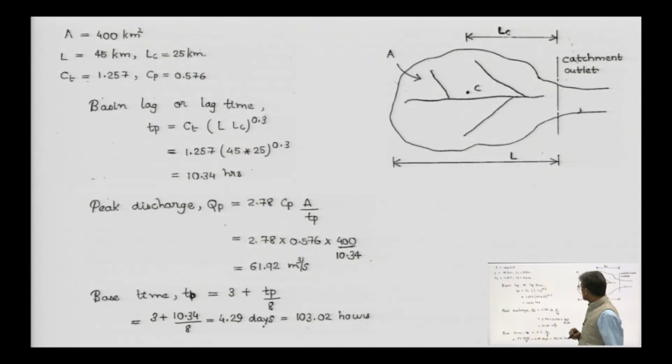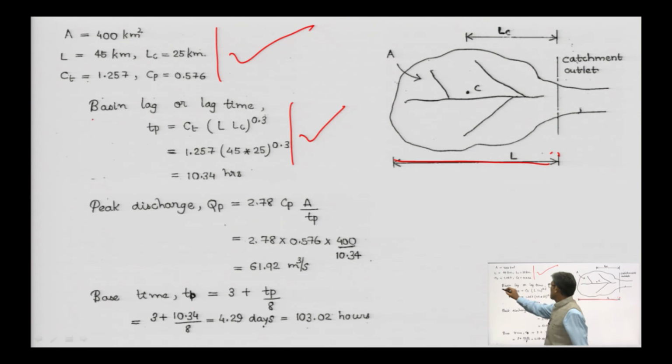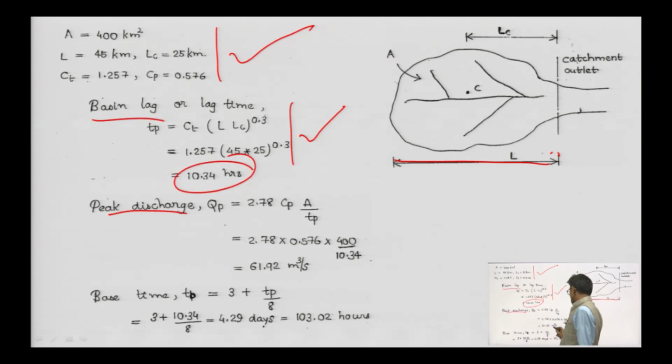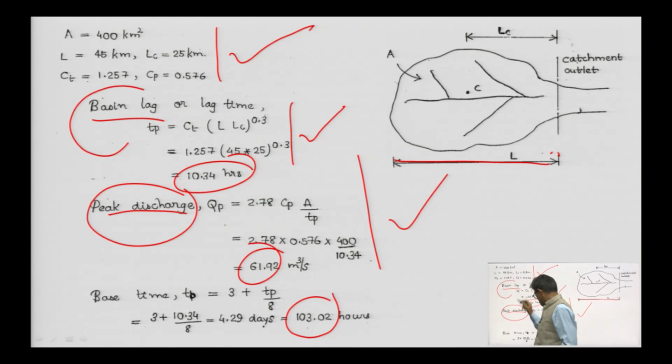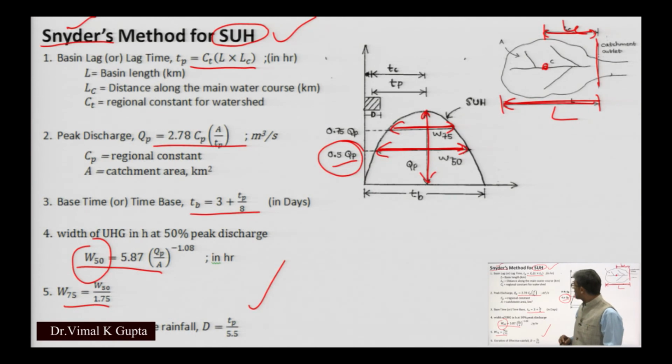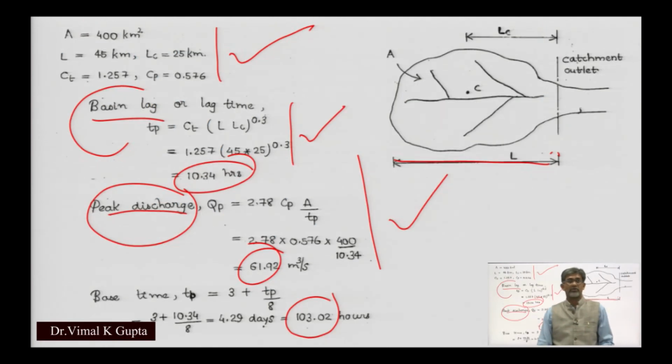Let us do this question, where different values are given here. What we need to do is put the values in to get the basin lag time, the peak discharge, and the base time. So this is the method to get the peak discharge. Tell me why we are interested in finding the discharge and the base time. So this was all about Snyder's method for the synthetic unit hydrograph.